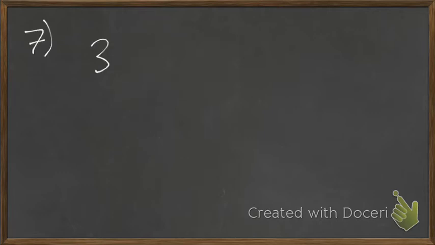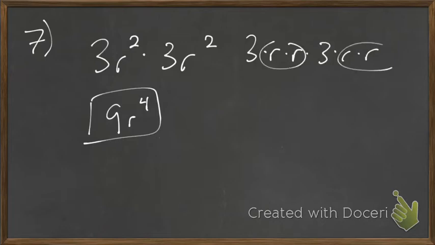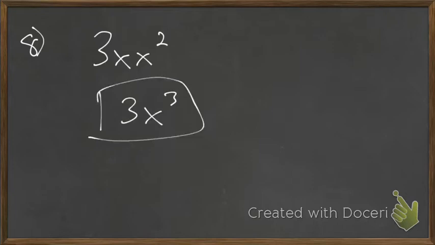Number 7, I got 3r squared times 3r squared. I can multiply my 3's for 9, multiply my r squareds for r to the 4th. Remember, nothing's magically attached, so if I were to expand this out, it'd look like this. That's where I'm getting my 4 factors of r and my 9. Number 8. 3x times x squared is 3x cubed. There's 3 factors of x there.